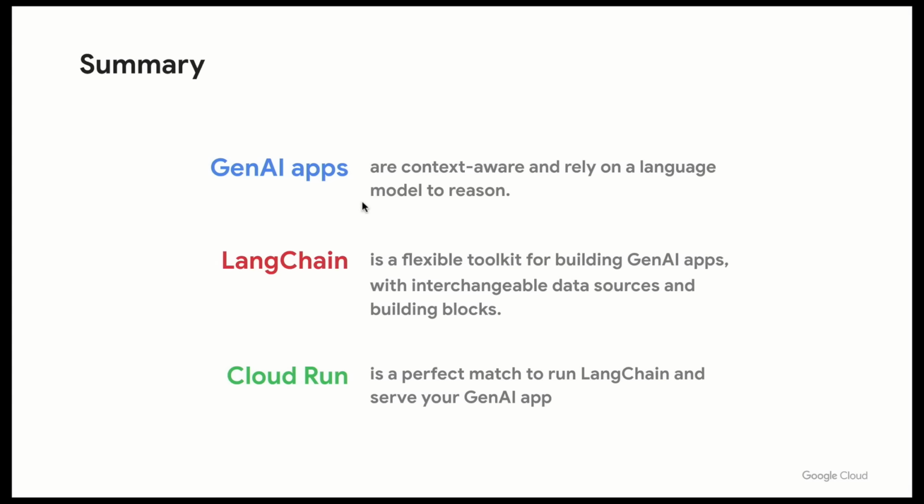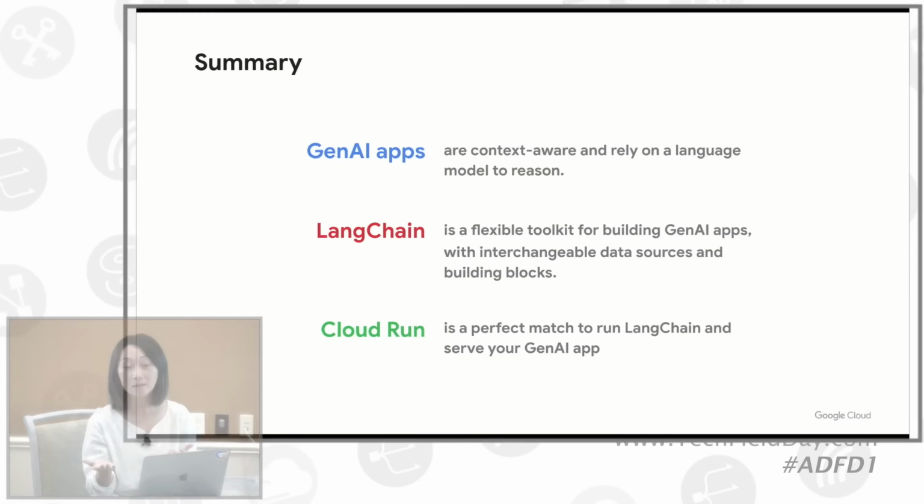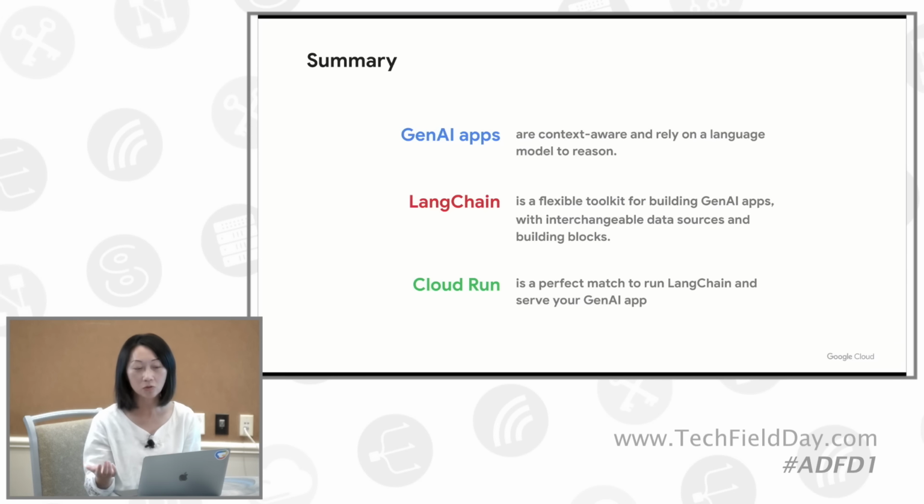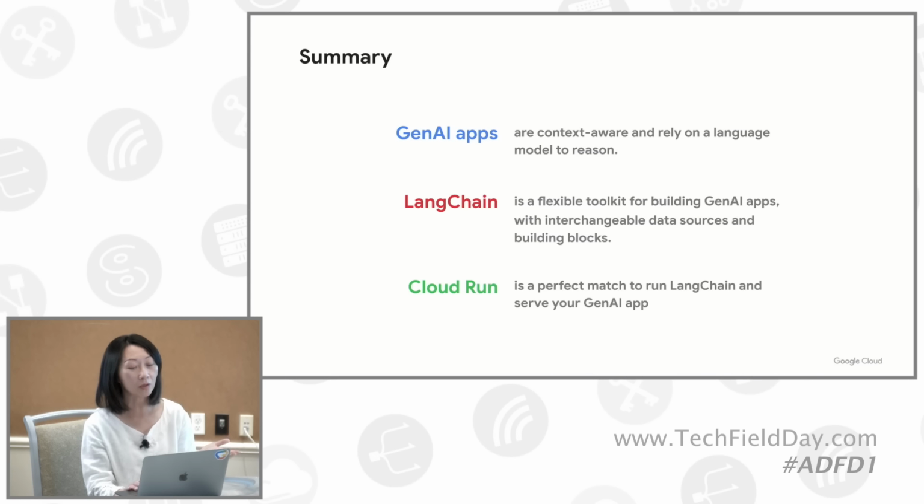To close up, we just saw a GenAI application that is built on context awareness and relies upon the large language model to do the reasoning. We've used LangChain, which is basically a flexible toolkit for building GenAI applications. And Cloud Run is really our enterprise-grade serverless platform that gives you developer velocity. It's really a perfect match to run all your LangChain and any other GenAI applications. So that concludes the session.